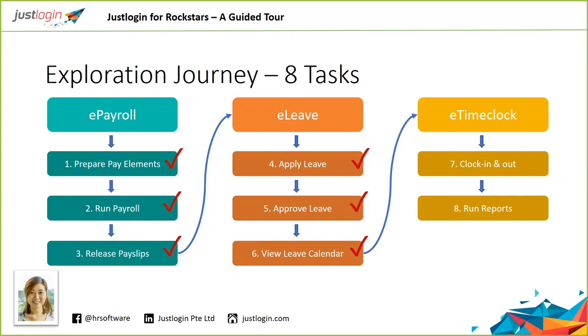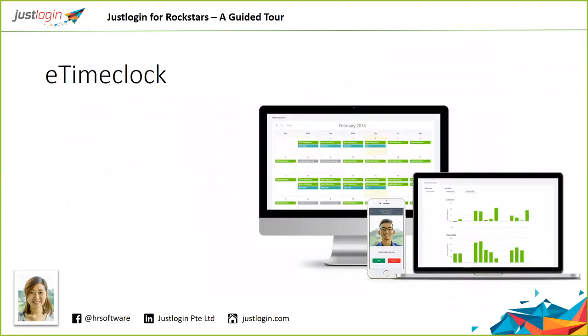Under the e-time clock, we'll be doing 2 tasks. Let's go to it. Basically for the e-time clock, what you can do is you can clock in, clock out on the go. And if you have any delivery staff or sales staff, they can also clock in from everywhere, multiple locations. We will be able to track the face and the GPS. Everyone must take a selfie. That's why it will prevent buddy punching.